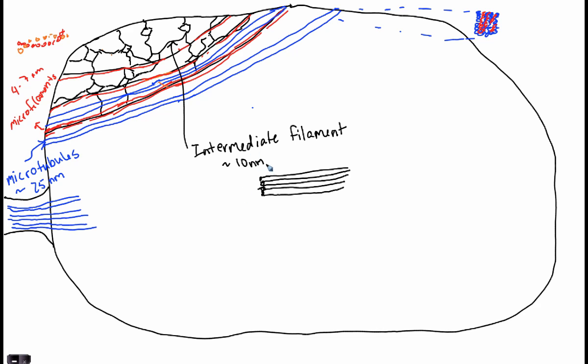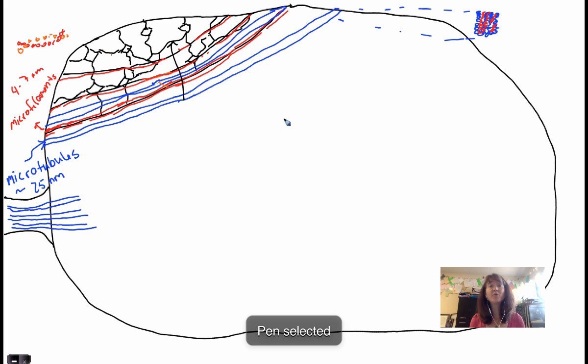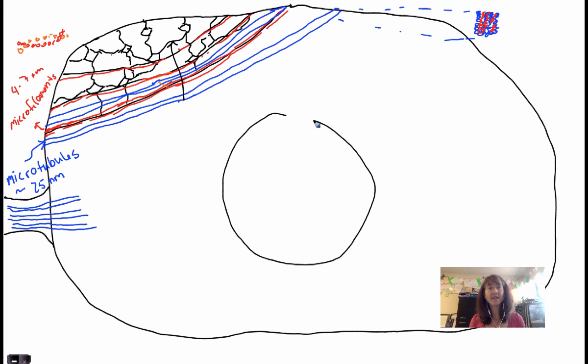And these intermediate filaments are important in stability. They're very strong, and they're made of the protein keratin. So that's something you're pretty familiar with, right? Your hair and your fingernails, very strong and provides a lot of stability. Let's now move to the nucleus of the cell. The nucleus has both an inner and an outer membrane.